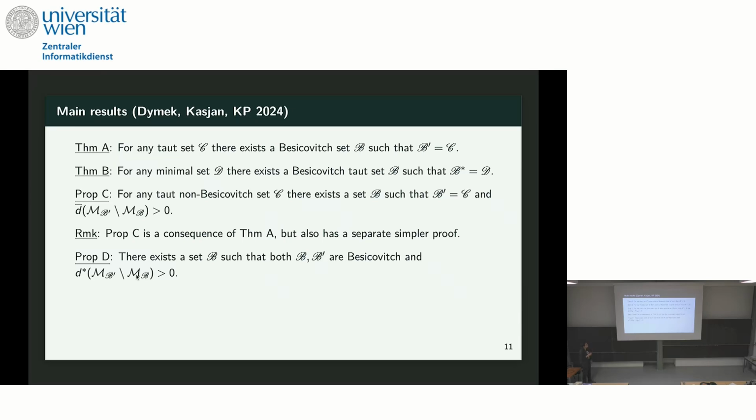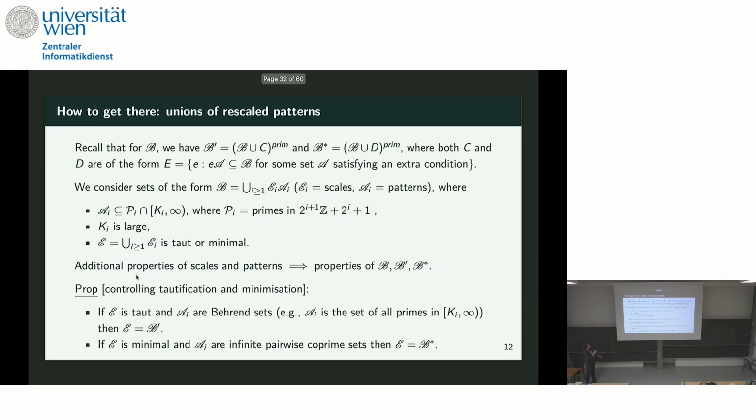And then one can wonder, okay, in proposition C, this taut set we start with is non-Besicovitch. So the corresponding set of multiples has no natural density. So do we have examples where everything has density? It turns out that one can construct a set B such that both B and B prime are Besicovitch, but nevertheless the upper Banach density of the difference of the sets of multiples is positive. Okay, so how to get there?